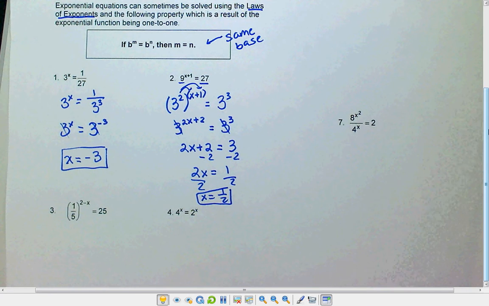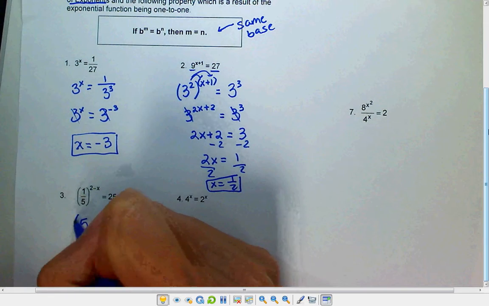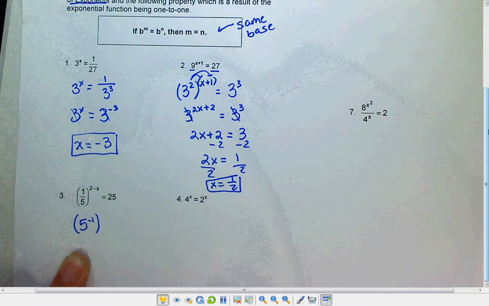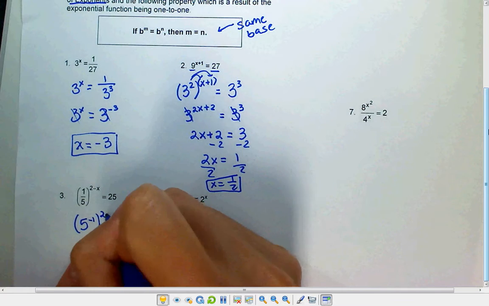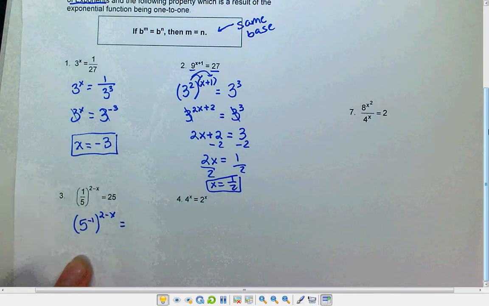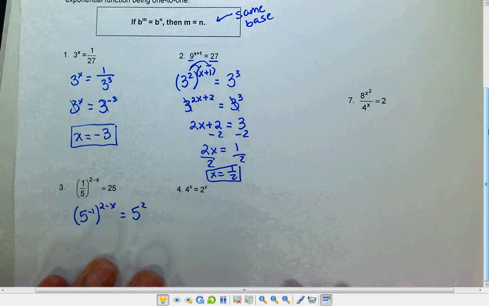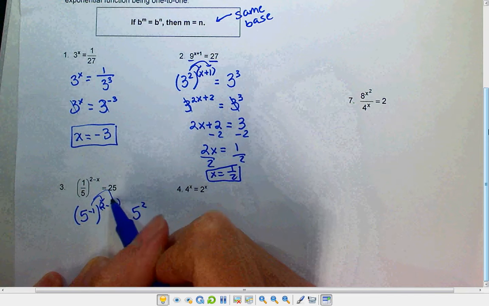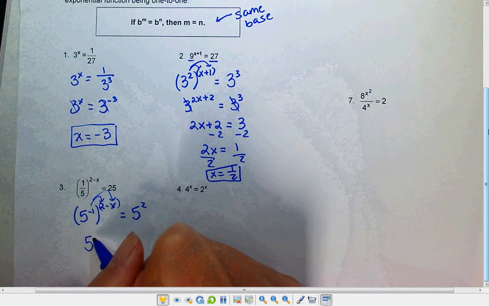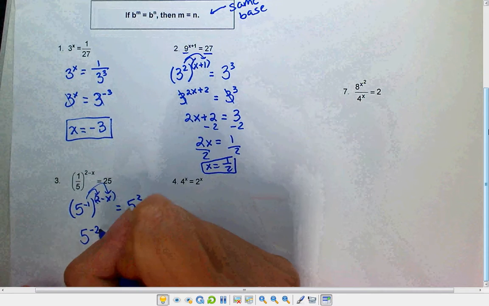Okay, let's look at number 3. Again, we're first going to rewrite using the same base. 1/5, we can rewrite this as 5 to the negative 1 because it's in the denominator. We want to bring it to the top. This is 2 minus x on the outside, and we can rewrite 25 as 5 squared. Just like this one, we know these two have to be multiplied, but if we're multiplying, we want to distribute. So negative 1 times 2 is negative 2. Negative 1 times negative x gives us a positive x.